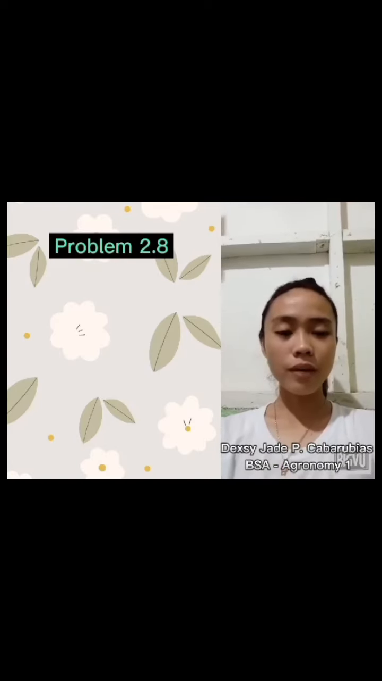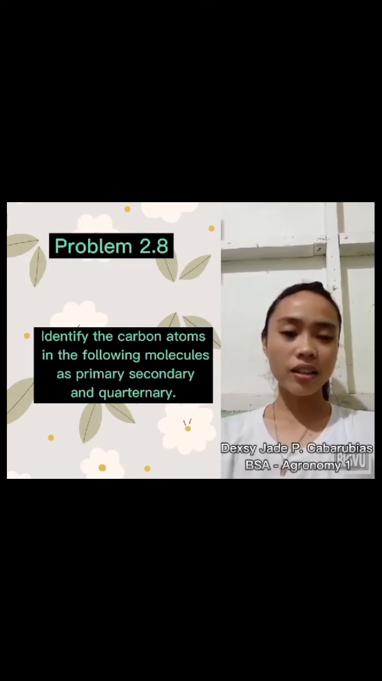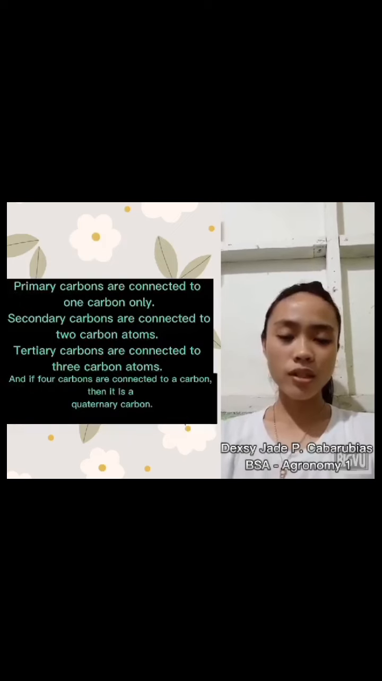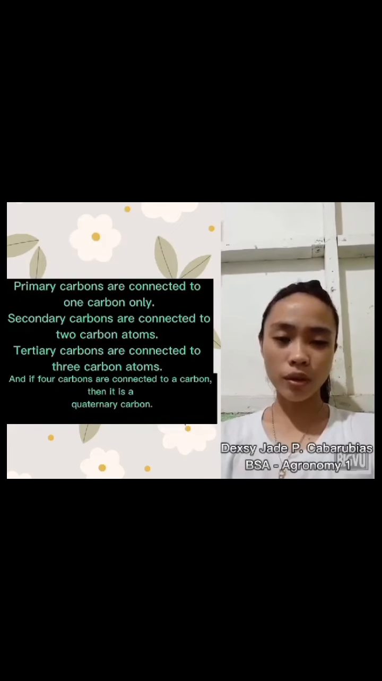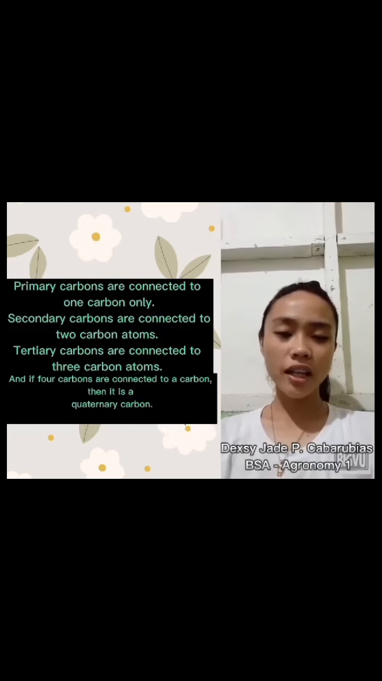In problem 2.8, identify the carbon atoms in the following molecules as primary, secondary, tertiary, or quaternary. Primary carbons are connected to 1 carbon only. Secondary carbons are connected to 2 carbon atoms. Tertiary carbons are connected to 3 carbon atoms, and if 4 carbons are connected to a carbon, then it is a quaternary carbon.